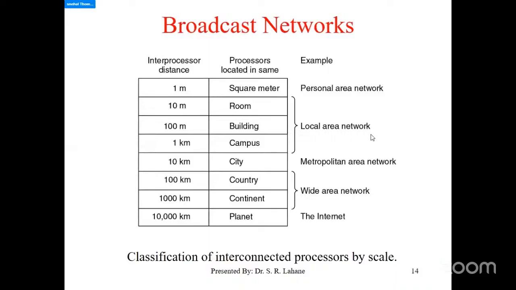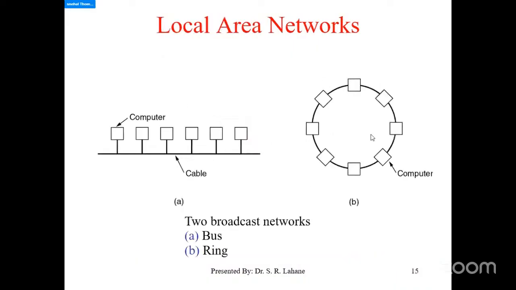For a metropolitan area network, the network will work over a city and the distance covered is 10 kilometers. A wide area network will work over a country or continent and the distance covered is from 100 kilometers to 1000 kilometers. And over the World Wide Web, the network works on the planet, and the interprocessor distance between two machines is beyond 10,000 kilometers. This is the first, the local area network.